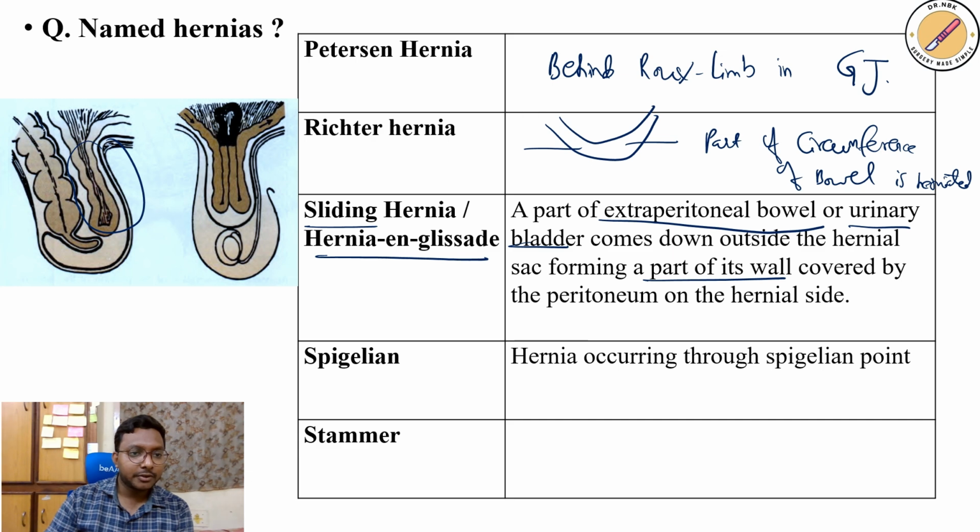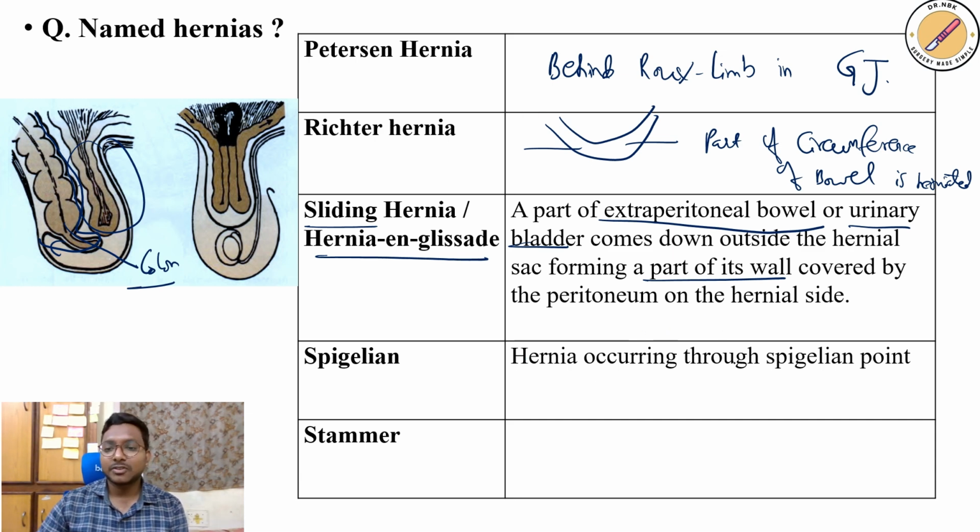So you can follow the tracer. So this is the hernial sac. The posterior wall of the hernial sac is formed by the colon here. Like that, rarely you can get the urinary bladder as a part of the posterior wall of the hernia. That is called sliding hernia, which is also called hernia en glissade.